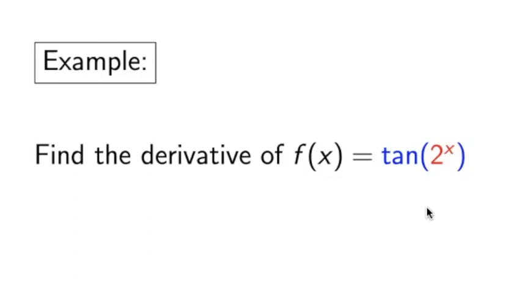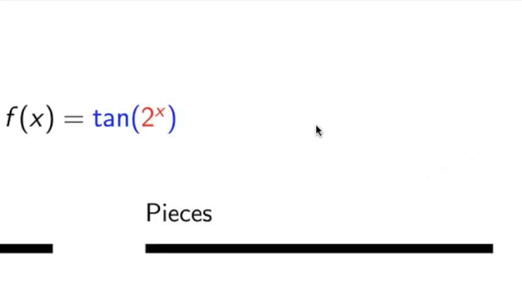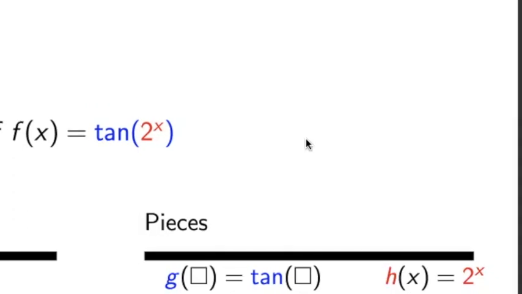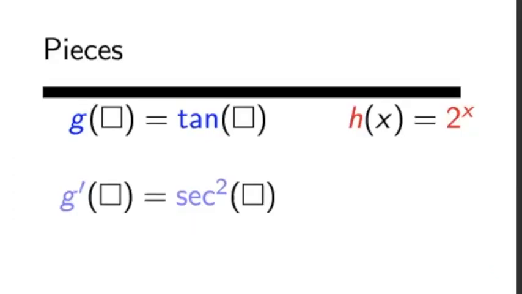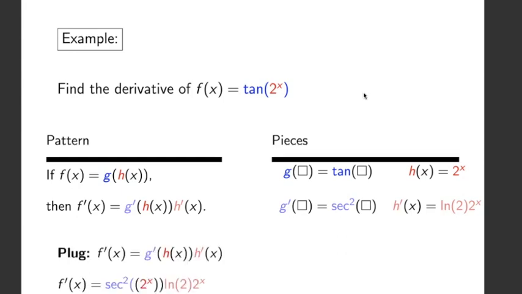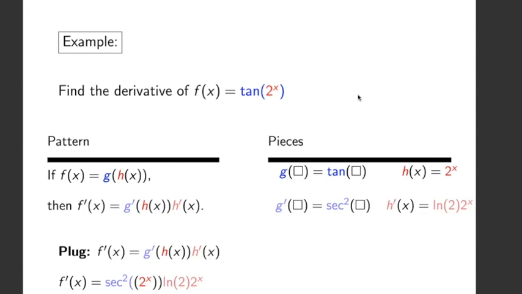Let's look at another example and see how we could do this problem in two different ways. Here we consider the function w of x is equal to tangent of 2 raised to the x power. Again, we decompose the function into the outer function g and the inner function h. Here the outer function is tangent and the inner function is 2 to the x. Since g is tangent of something, the derivative g prime is secant squared of something. We also know that the derivative of 2 to the x is equal to the natural log of 2 times 2 to the x. So we found the pieces g prime, h, and h prime that we need for the chain rule pattern. Now we just plug them in where they go.